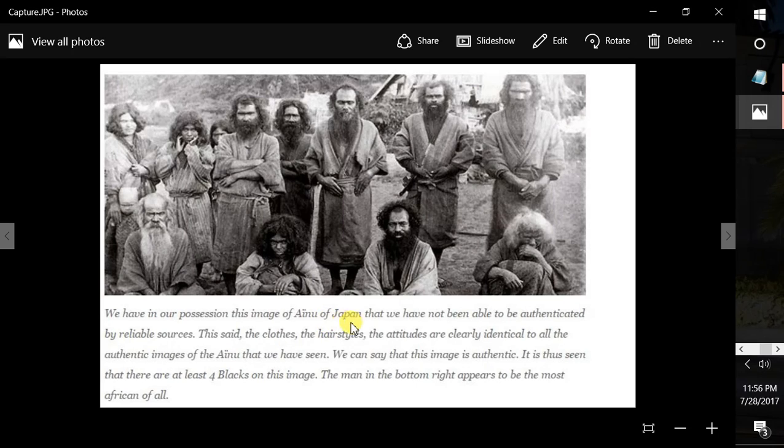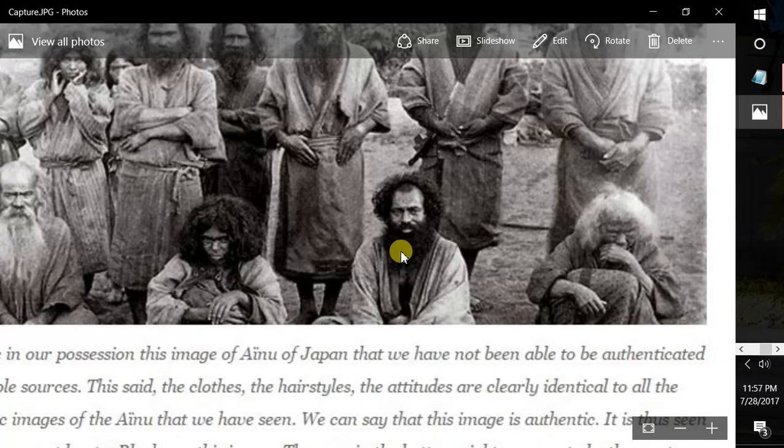I know of Japan that we have not been able to be authenticated by reliable sources. This thus said, the clothes, the hairstyles, the attitudes are clearly identical to all the authentic images of the Ainu that we have seen. We can say that this image is authentic. It is thus seen that there are at least 4 blacks in this image. The man in the bottom right appears to be the most African of all. But you can still see they still have some nappy hair.